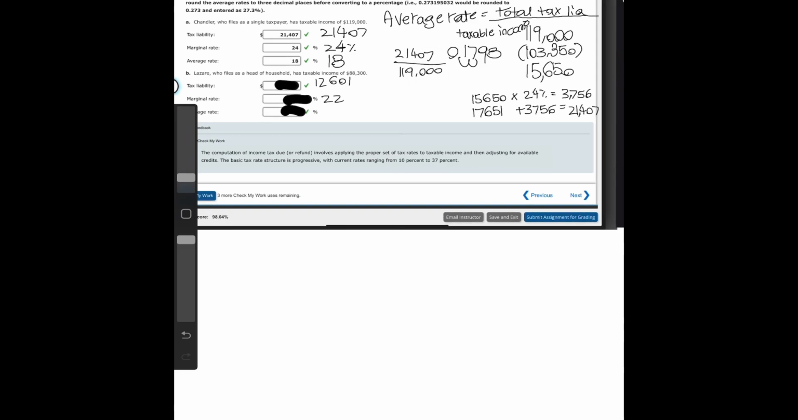So now we just have one more thing to do, and we have to find the total tax liability, which is going to be 12,601 over 88,300. That should give us 14.27. Okay, and then we round that to 14.3. So that's how you do that one.